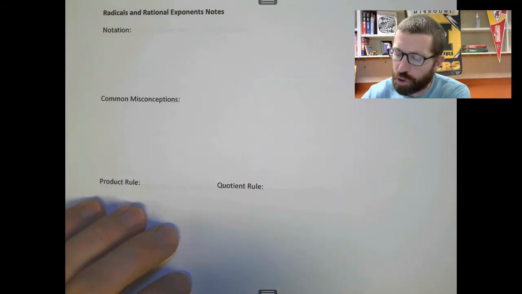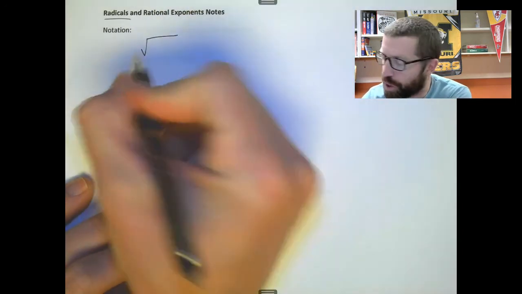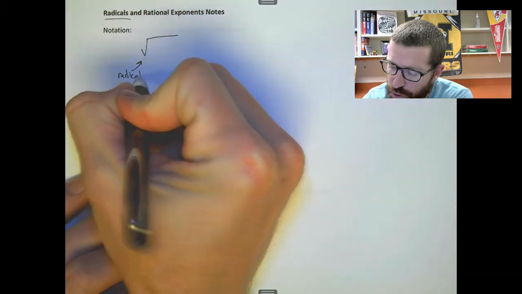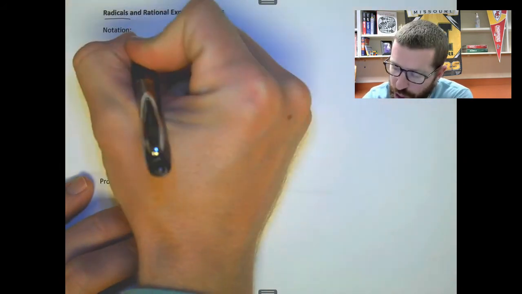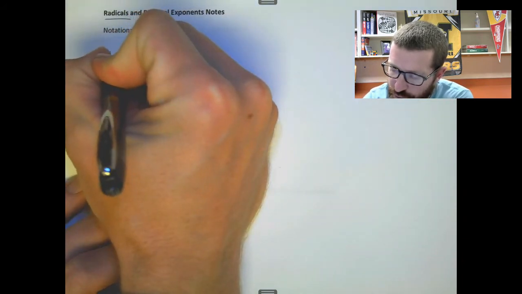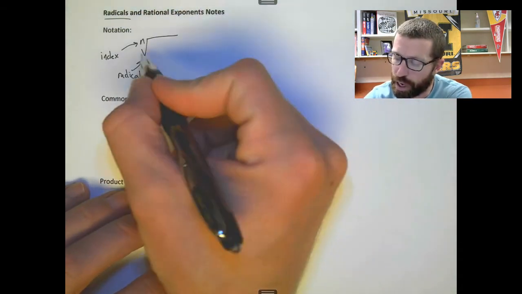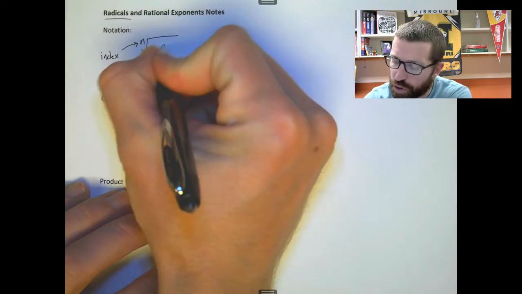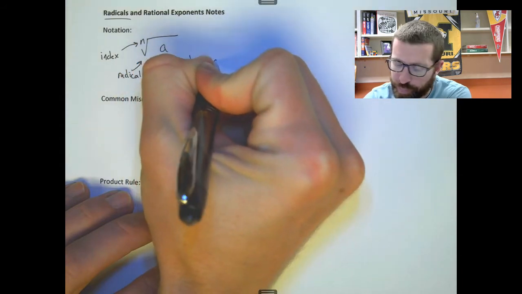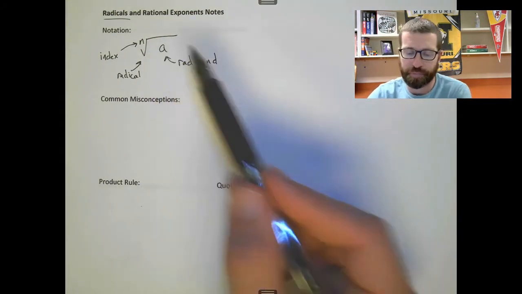So first, just with notation, with radicals, we have what we call a radical symbol. This number up here, we'll put an N here. This is referred to as the index. We'll use that word the most probably of the options. And then what's inside the radical is called the radicand. How you would say this is you would say this is the nth root of A.